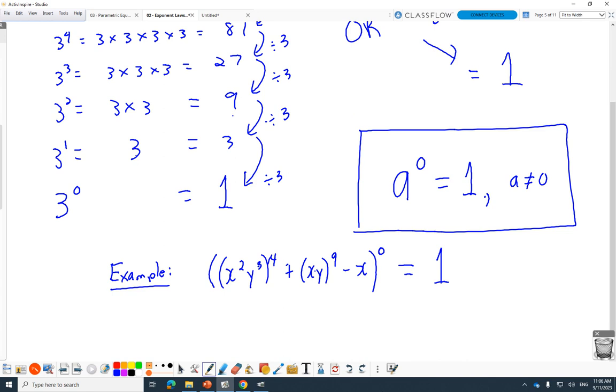What if it's a giant number? What if it's like 10 to the power of 9, all to the exponent 0? The power of 0 says, I'm dividing whatever your big number is by itself. Answer 1, always 1. Okay.